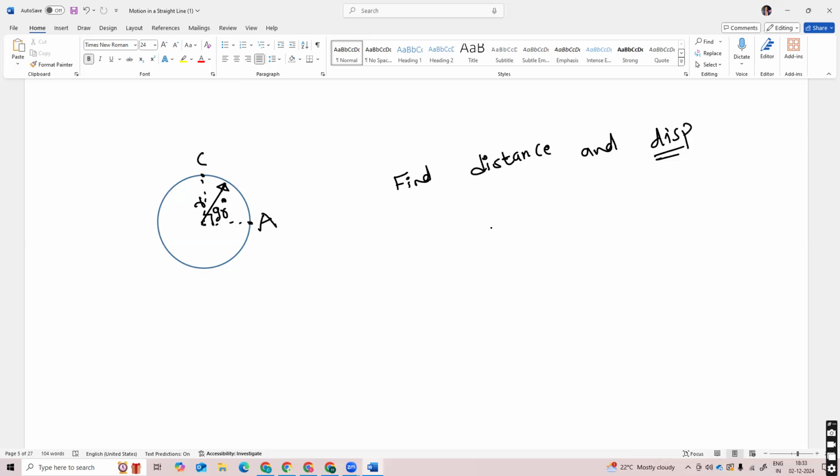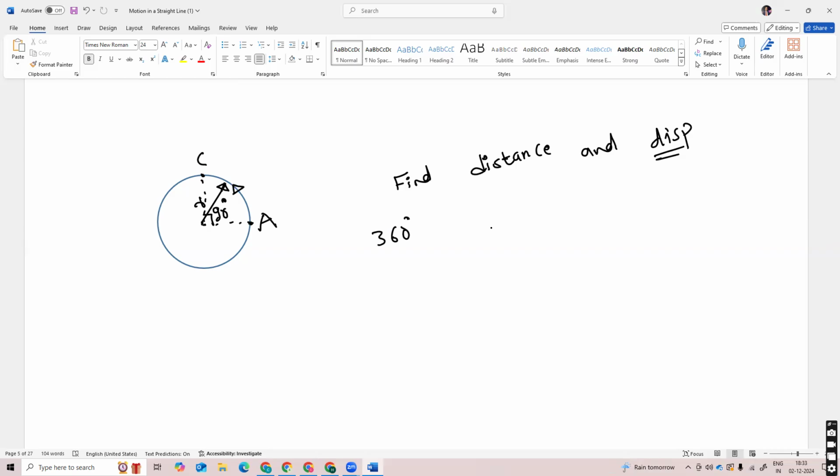Distance is if he moves along this circle from point A to point C. When he has traveled from A to C, he has made an angle of 90 degree across the circle. You know that for the perimeter of the circle, if you move from point A anti-clockwise and reach back to point A, the total angle made is 360 degree.